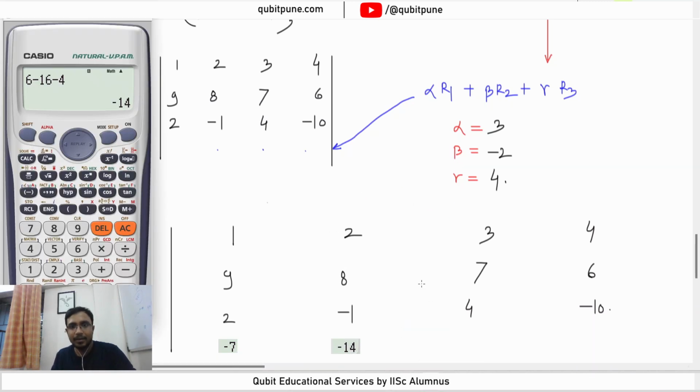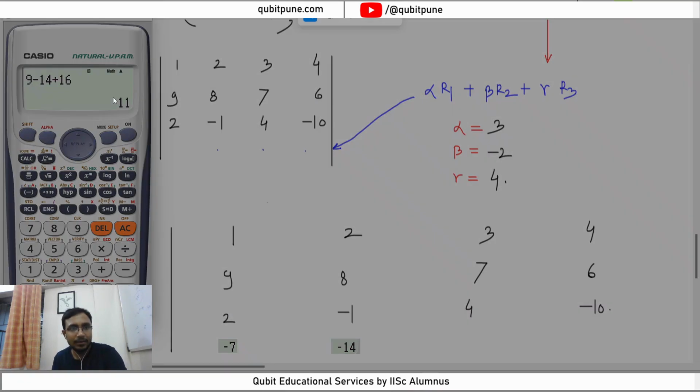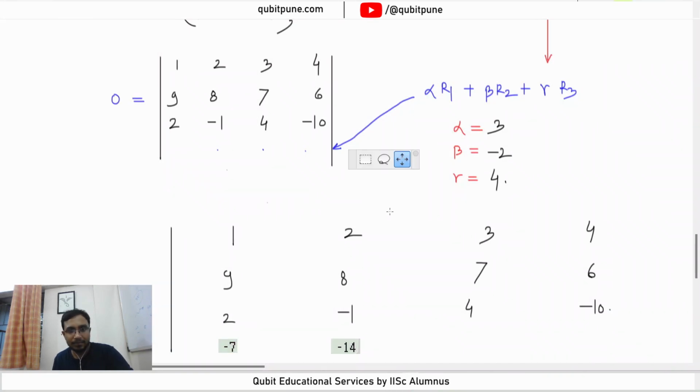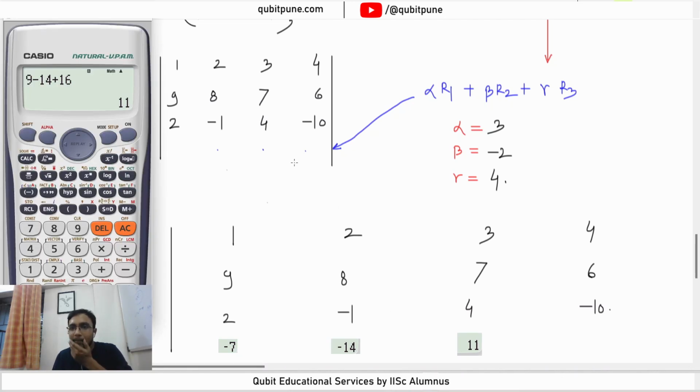Okay, next. 3 into 3, 9. Minus 2 into 7, minus 14. Plus 16. So 9 minus 14 plus 16, that is 11. And last, 3 into 4, 12. Minus 2 into 6, minus 12. Nice. 4 into minus 10, minus 40. That's minus 40.